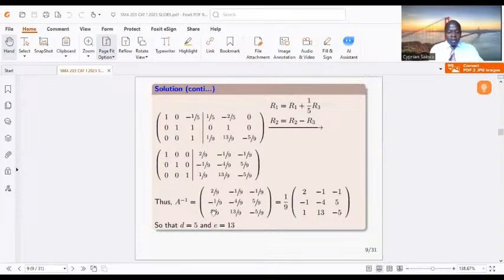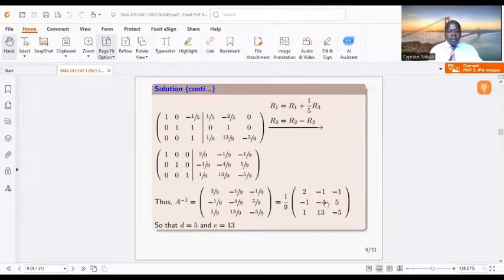So this is the inverse of A. We only need to factor out 1/9. When you factor 1/9 out from this element, you get 2. Here you get -1, -1, -1, -4, 5, 1, 13, -5. So just put 1/9 outside and you have this matrix.